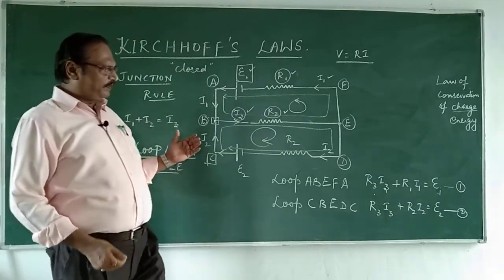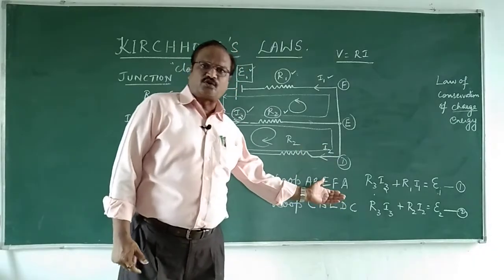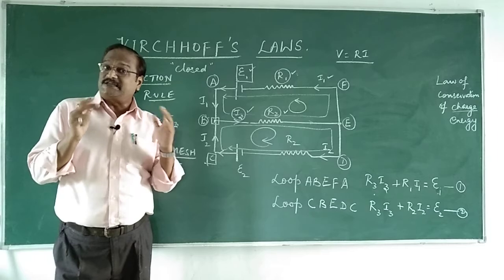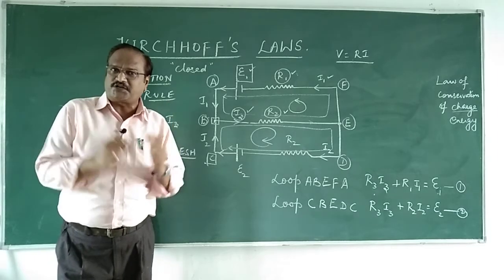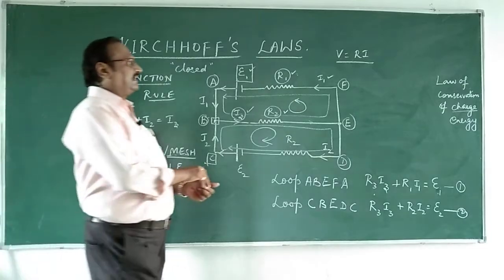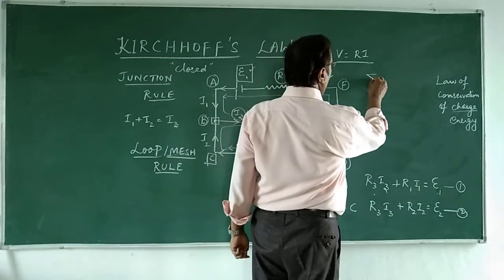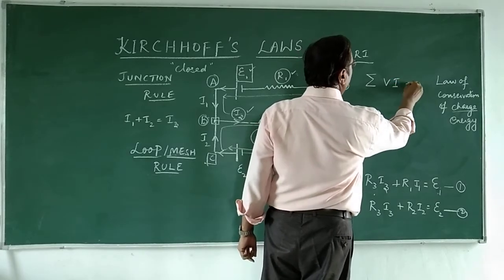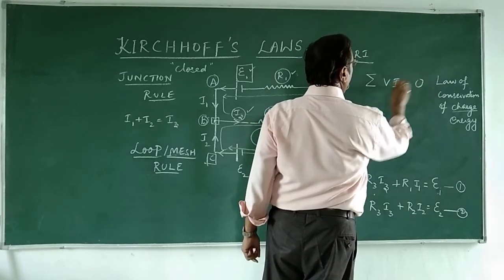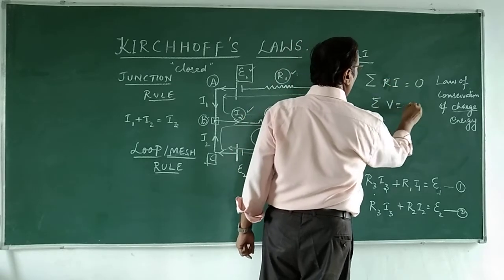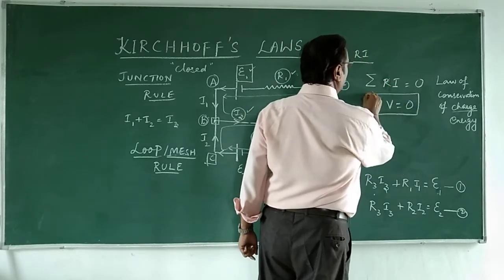Yes, of course it may look very complex. So what does the second rule say? It says the algebraic sum of the changes in potential in a network is 0. That is, the algebraic sum, sigma of changes in potential V, is equal to 0. Change in potential is nothing but R into I, so sigma V is equal to 0. This is the loop rule.